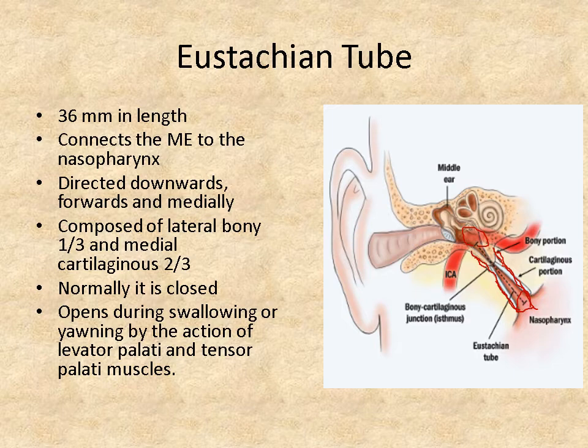What is the function of the Eustachian tube? It has 2 functions. The first is ventilation of the middle ear cavity. It equalizes the pressure inside the middle ear with the atmospheric pressure, and so this allows the tympanic membrane to move freely in response to sound. And the second function of the Eustachian tube is middle ear drainage.